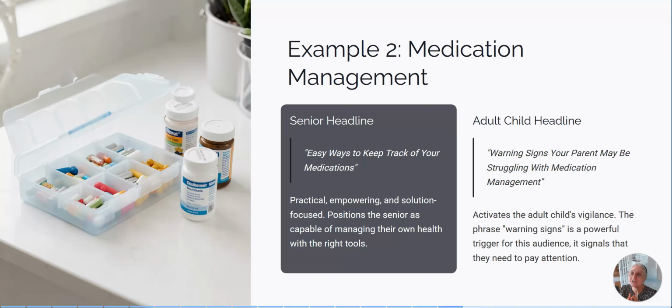Example 2, medication management. A good title for seniors would be Easy Ways to Keep Track of Your Medications. And obviously everybody's looking for easy ways to keep track of that. But for adult families or adult child, especially if their parents are on a lot of meds, the title would be Warning Signs That Your Parent May Be Struggling With Medication Management, because that's what they need to know. They need to know, well, what should I be looking for? Oh, I didn't even think to look for that.